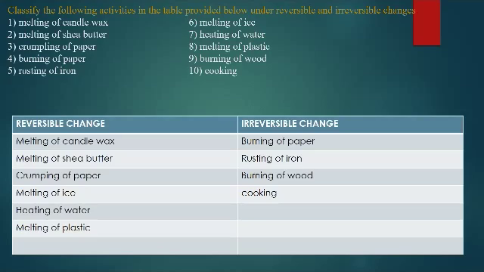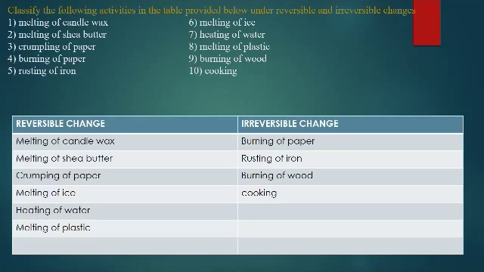3. Crumpling of paper. So when you crumple paper, you still have paper. There's no new product that has been formed. So it's also under reversible change. 4. Burning of paper. So when you burn paper, you will not get the paper back. So that is irreversible change. 5. Rusting of iron. So when your iron rusts, it will be difficult for you to get the iron back. I mean, when it really rusts, you realize that there will be some holes in it, and the iron, you will not get it back. So that is also an irreversible change.